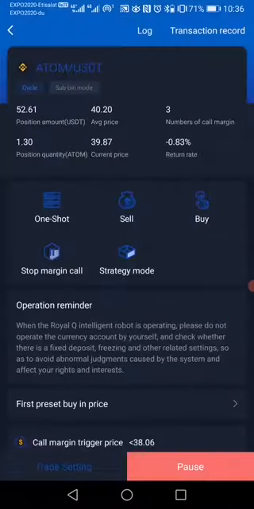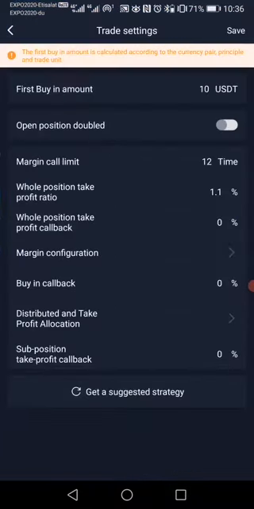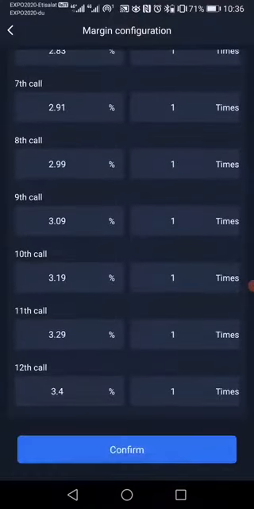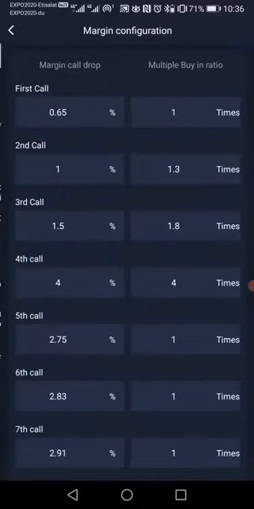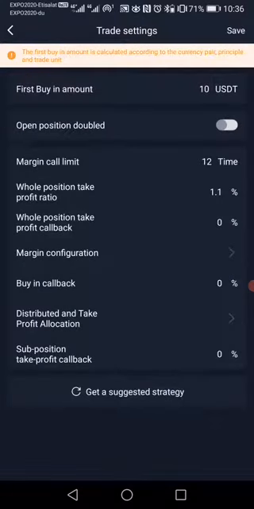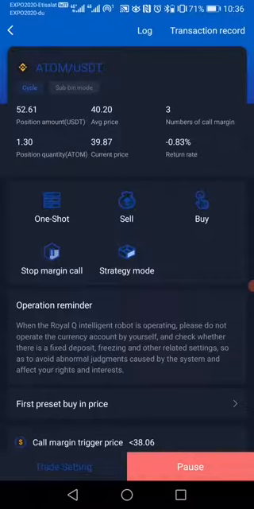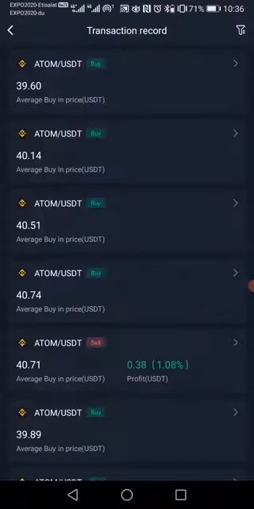For this Atom, I had defined 12 margin configurations, to buy 12 times. So what you'll be seeing here will be for 12 transactions only, including the first buying amount. That makes it the 13th transaction. So if you go back to the transaction record, you'll be seeing the buy.